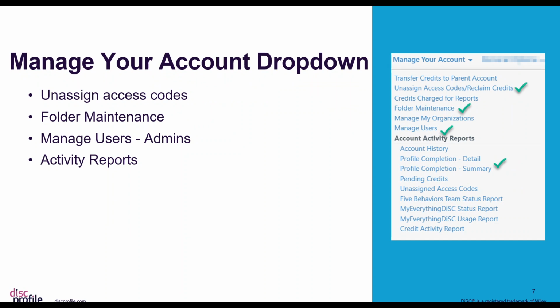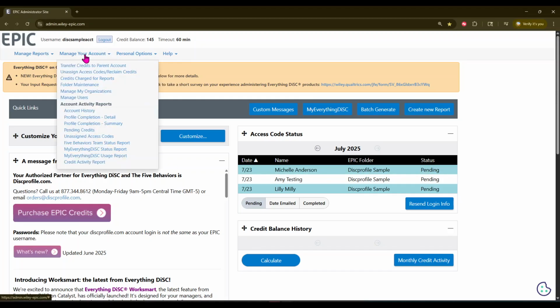And we'll go ahead and do that. We'll move on to the Manage Your Account dropdown. I'll go back and show you how to download that batch report when it's all ready. But under that Manage Your Account dropdown, this is where you're going to unassign access codes. You are going to have an opportunity to do a little bit of folder maintenance, as well as add additional administrators and create some activity reports. So I will show you what those look like. That Manage Your Account dropdown is going to be the second option here.